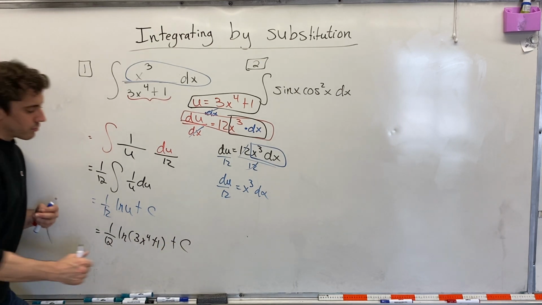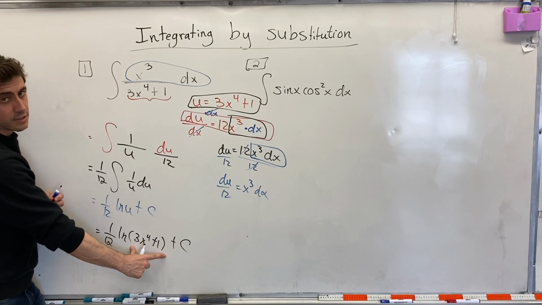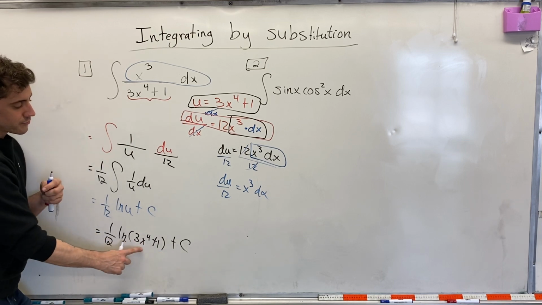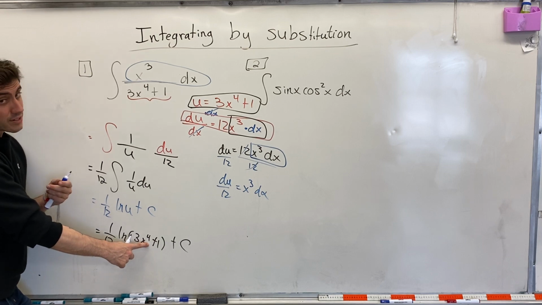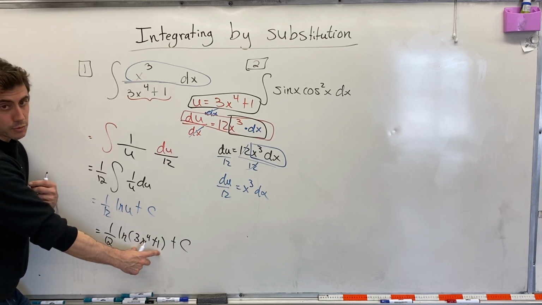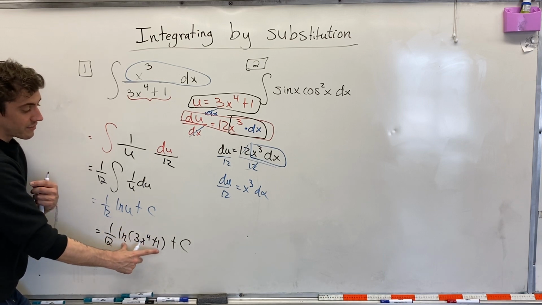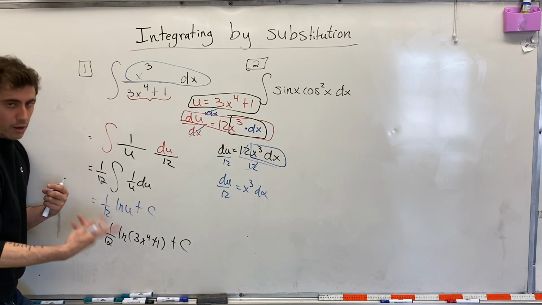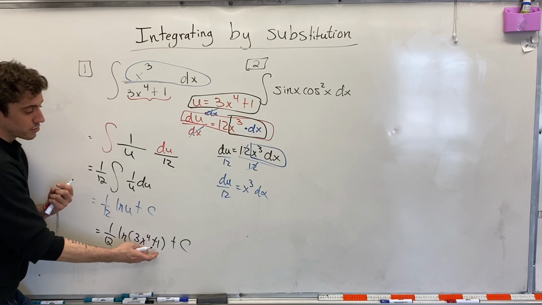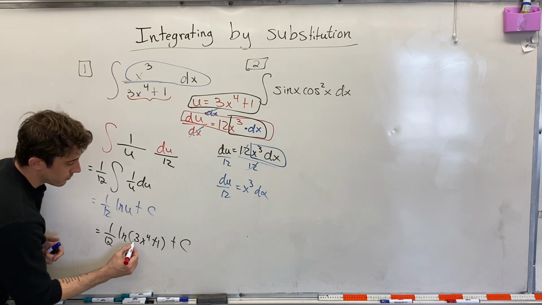We don't have to take the absolute value of this part, which is something you will run into in future examples, because x to the 4 is an even power, so this is always going to be positive, and then adding 1, this function will always be positive. So we don't need to consider the absolute value, because we can only evaluate ln for positive values, but 3x to the 4 plus 1 will always be positive because of what we just talked about.